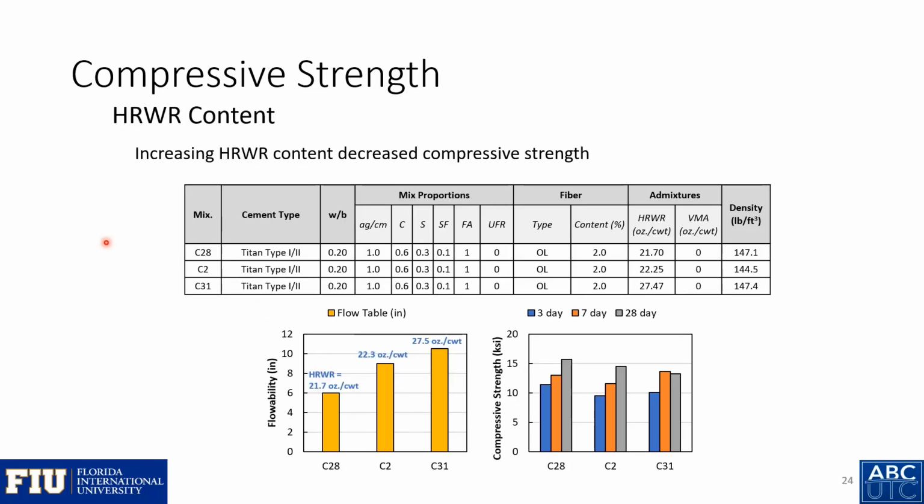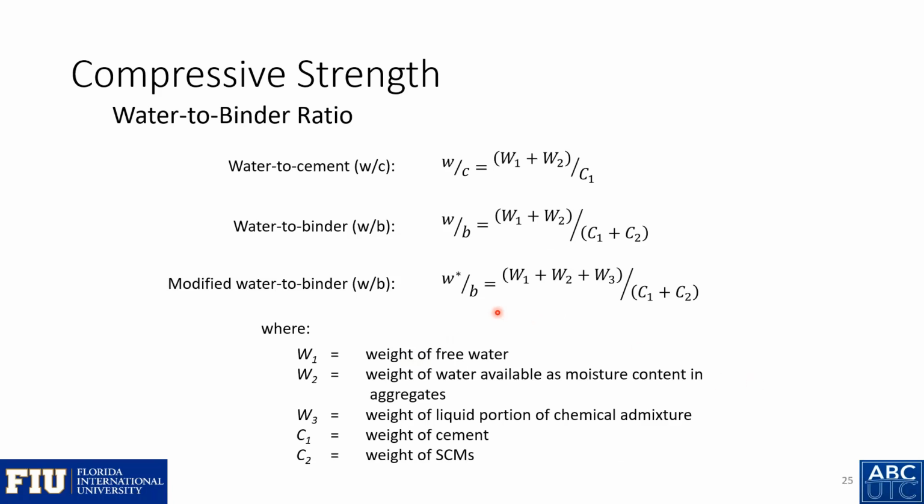In terms of our high range water reducer content, when we increased our high range water reducer, we saw a decrease in strength. And I wanted to mention here, this likely has to do with how the water to binder ratio is calculated. There are a couple different ways that we can calculate our water to binder ratio. The first, just water to cement ratio, is the weight of the free water plus the weight of the water available as moisture content in the aggregate, divided by just the weight of the cement.